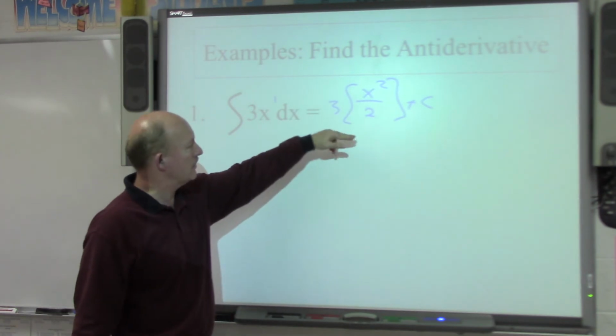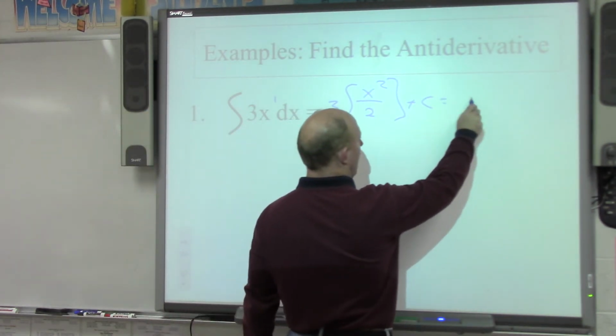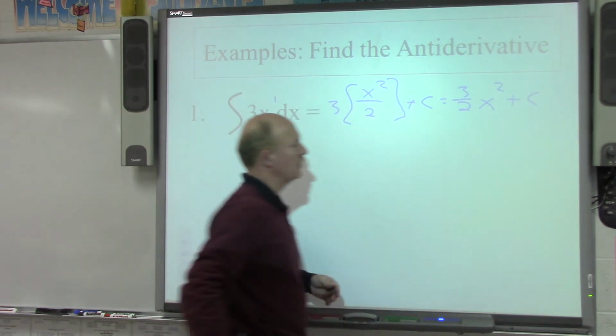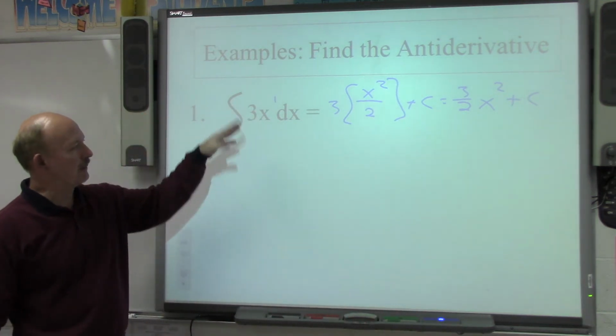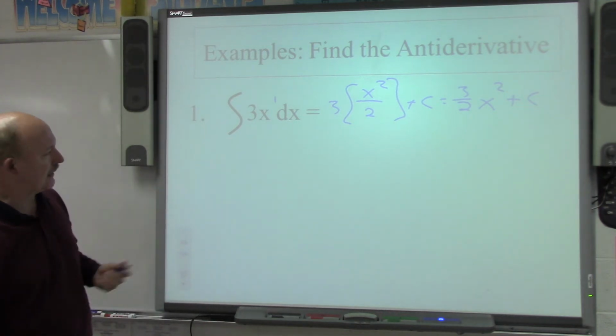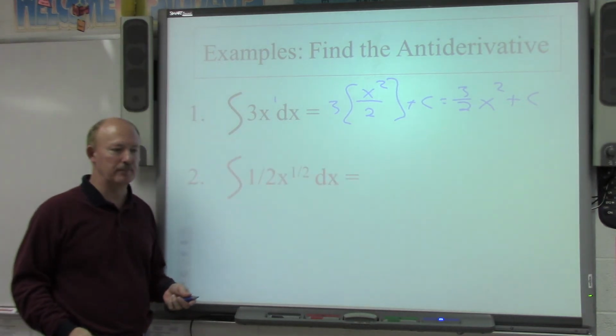Now let's simplify it a little bit. As you multiply 3 to this fraction, this will actually simplify as 3 over 2 x to the second power plus c. So you can write it like this: 3 times your fraction, that would be 3 over 2 x to the second power plus c. Okay, let's do another one. We'll just do 1 or 2 real simple examples.